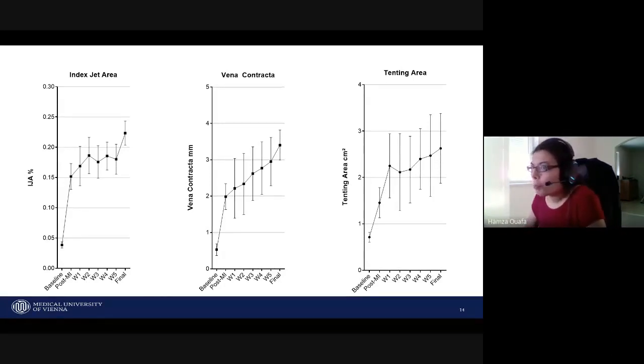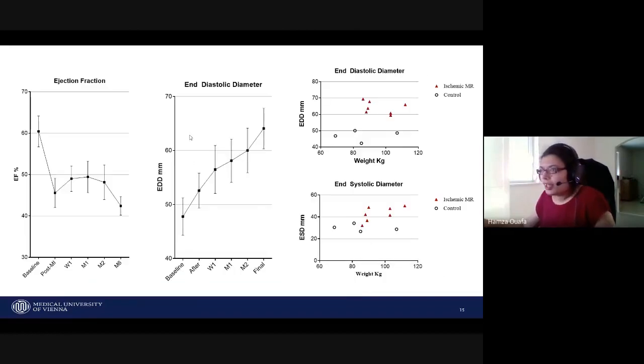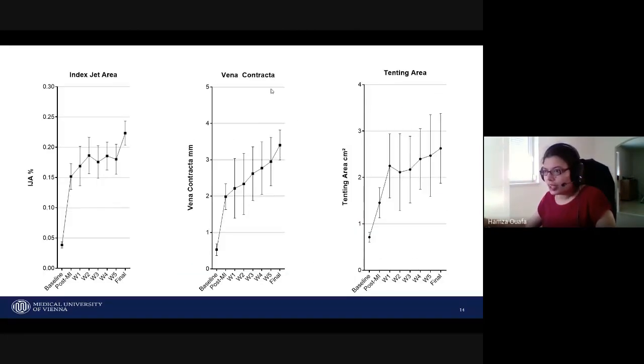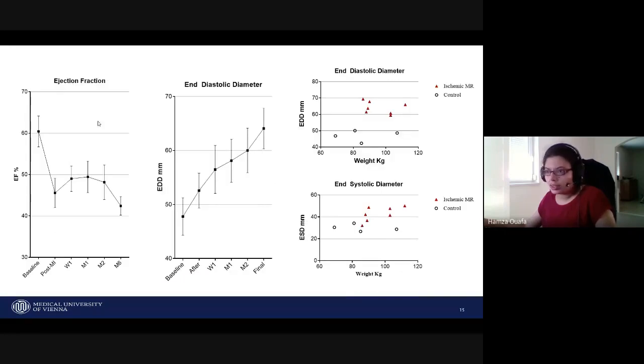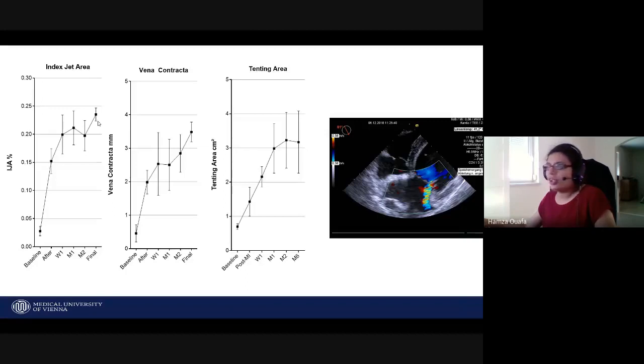So we had a significant increase in the index jet area, a significant increase in the vena contracta, as well as the tenting area, which was reflecting a restrictive mechanism. It was a little bit the same for the sheep group, where we had a decrease in left ventricular ejection fraction, an enlarged left ventricle, and significant mitral regurgitation and tenting area. It was all the same.